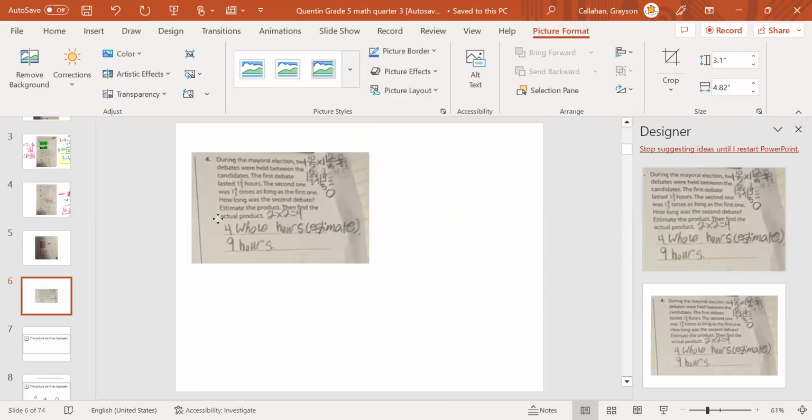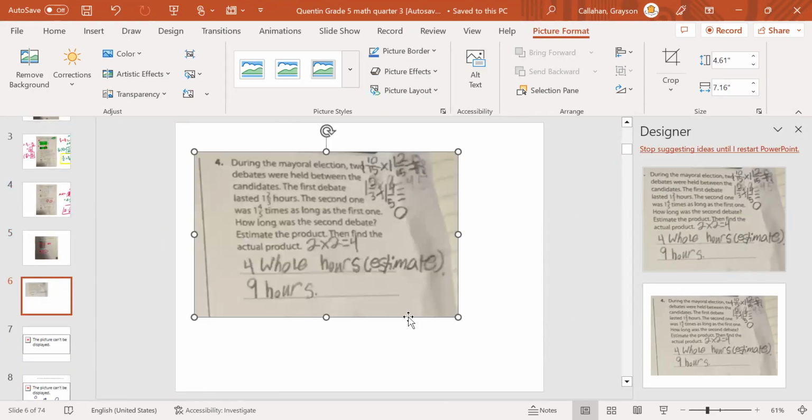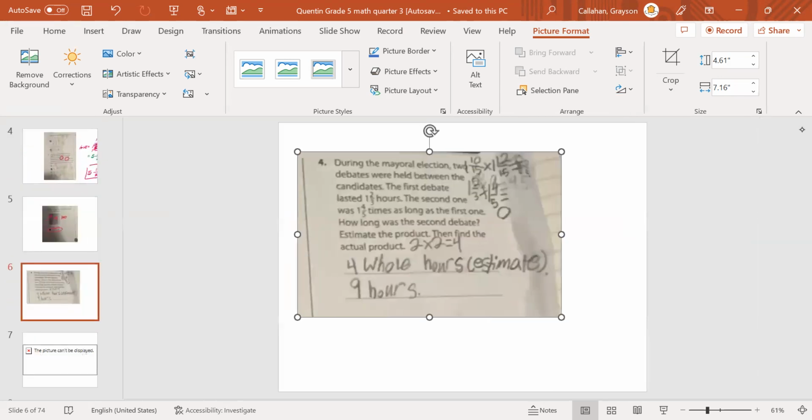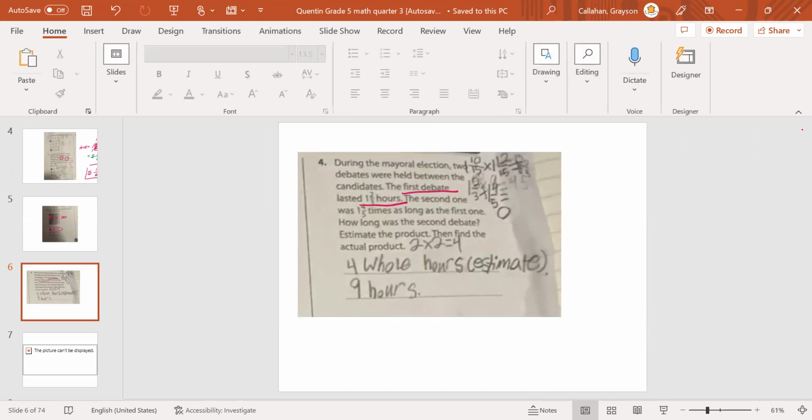The second one was 1 4/5 times more than the first one. How long was the second? The actual. So the first debate was 1 2/3 hours, right? The second one was 1 4/5 times longer. So then what do you do with the two numbers?